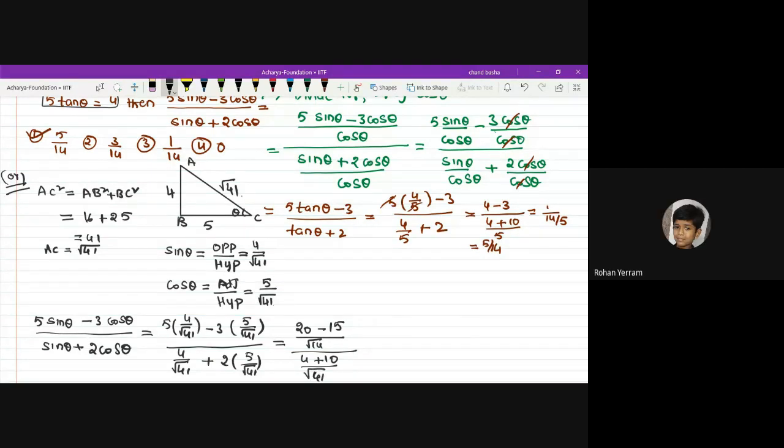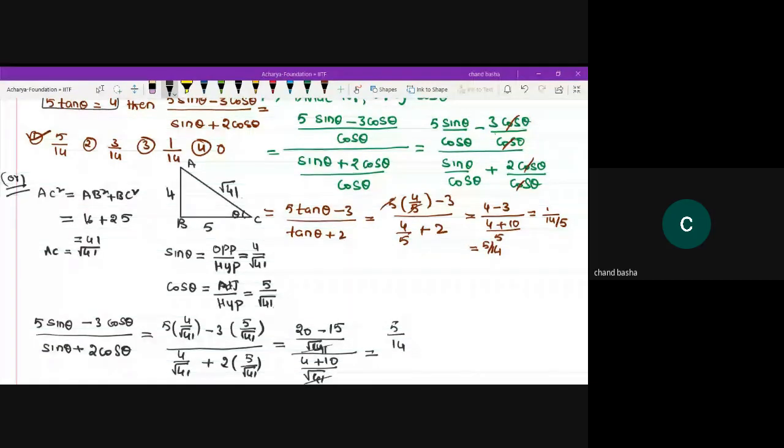Root 41 will get cancelled. So I'm going to get 5 divided by 14 as the required answer directly. Root 41 cancels, so you can get it directly.